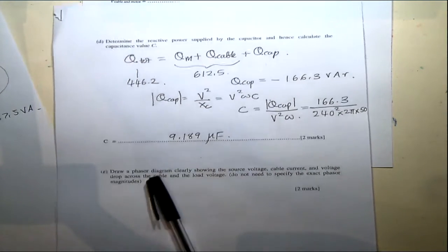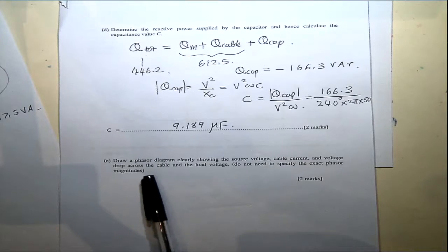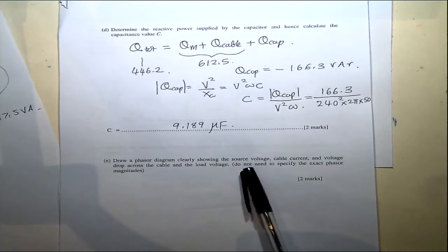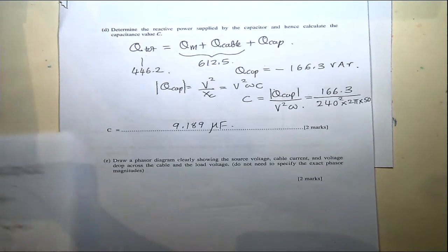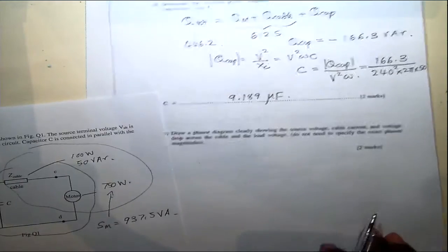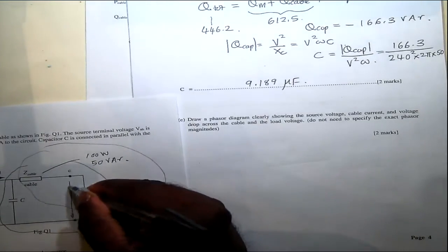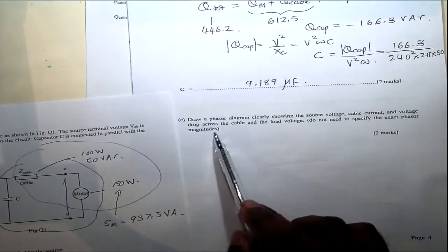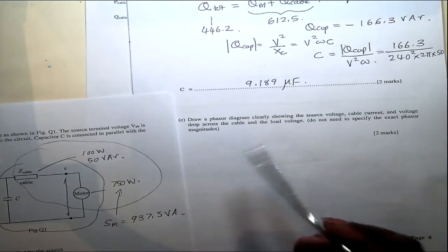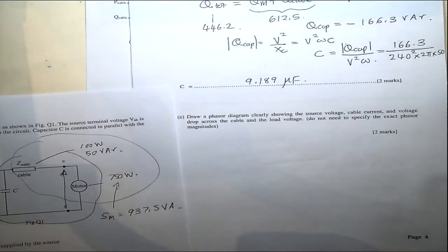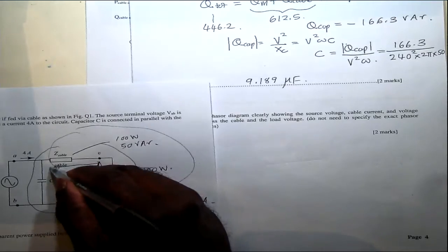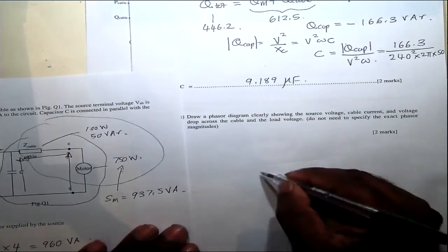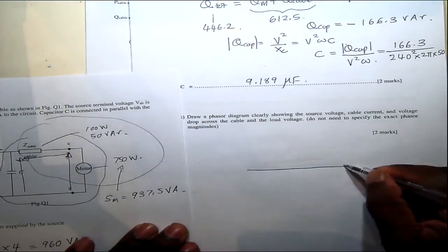And the last part of that: draw a phasor diagram clearly showing the source voltage, cable current, the voltage drop across the cable, and the load voltage. So here we need to draw the phasor diagram representing the load voltage, the voltage drop across the cable, and the supply voltage. The load voltage is the motor voltage, and there's a voltage drop across the cable, and this is the supply voltage. So we can draw the motor voltage as our reference.